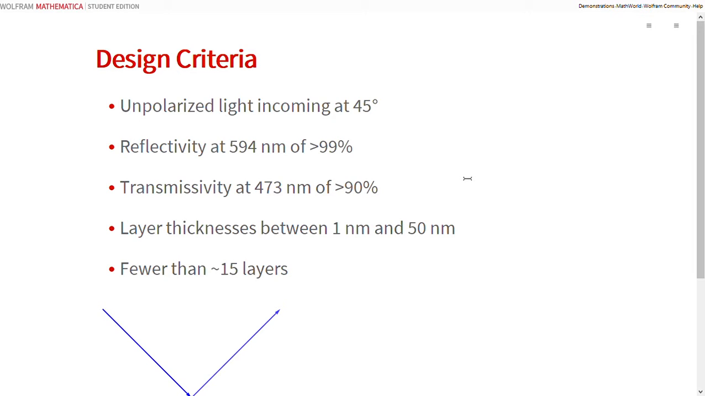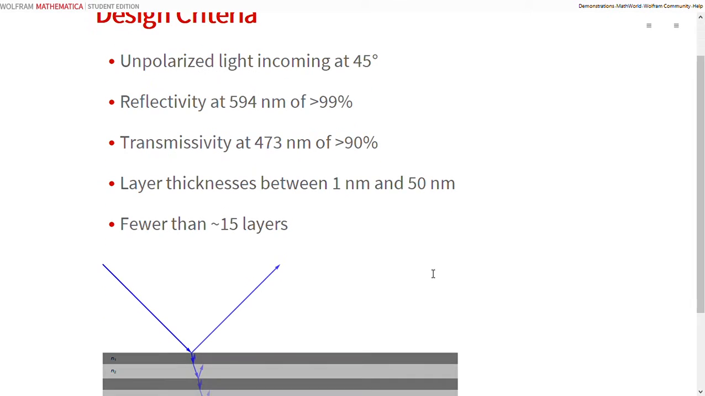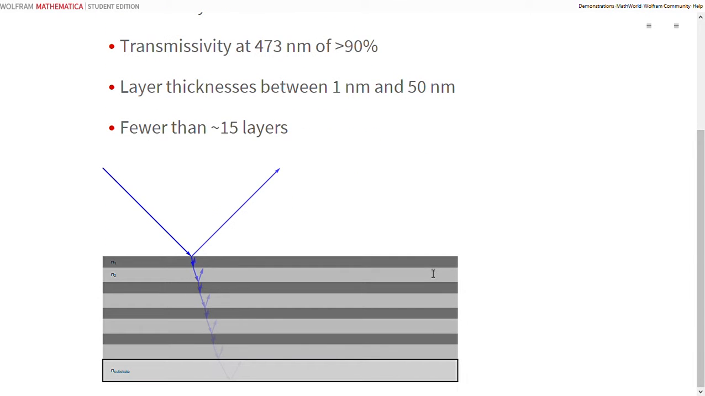The other thing is this is intended to be produced via a sputtering process, so layer thicknesses need to range somewhere in 1 to 50 nanometers in order for that to be a viable way of producing them. And you want fewer than 15 or so layers so that it's not too intensive a process to create. So this is a schematic rendition of what this type of dichroic mirror would look like.